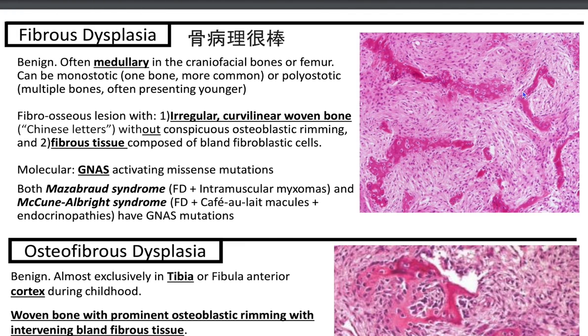And then for fibrous dysplasia, you want to think about Mazabraud, which is fibrous dysplasia and intramuscular myxomas, as well as McCune-Albright, which is fibrous dysplasia, endocrinopathies, and café-au-lait macules.